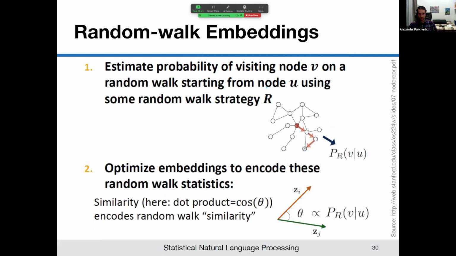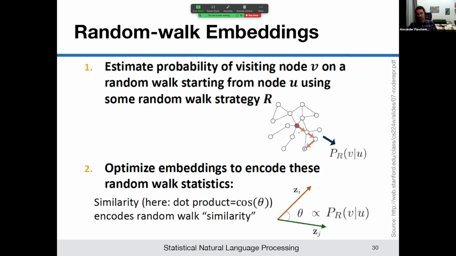So yeah, in this case, what you're going to do is estimate this probability of visiting one node on some random walk and optimize the embedding such that the probability, given that you are in one node, of visiting another node will be high in case they are indeed observed in some real walk.